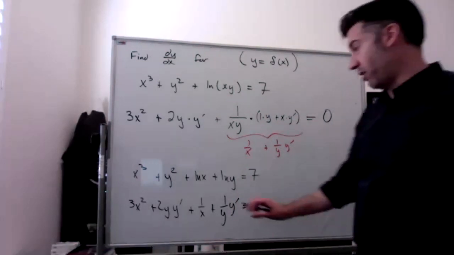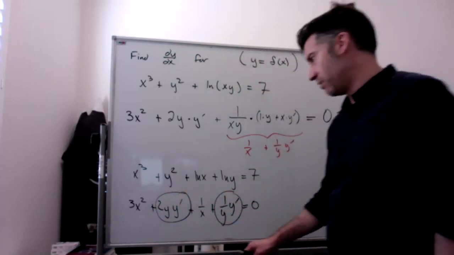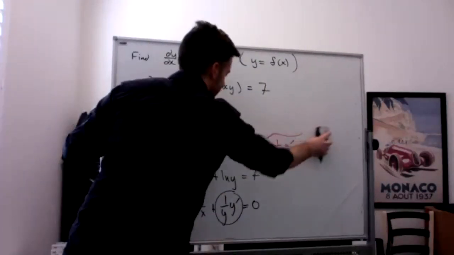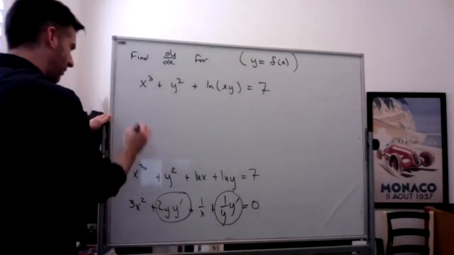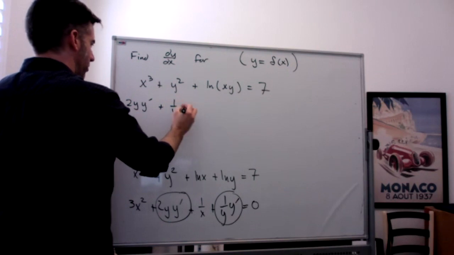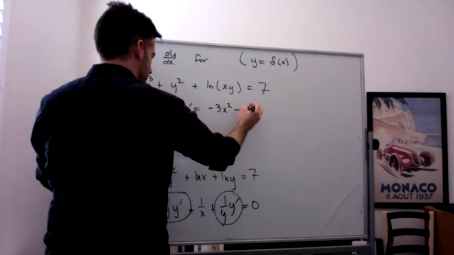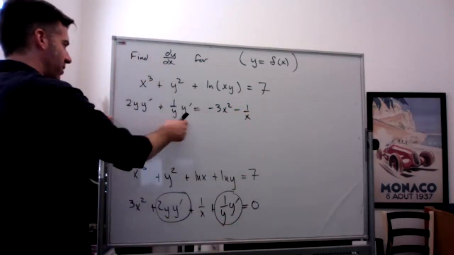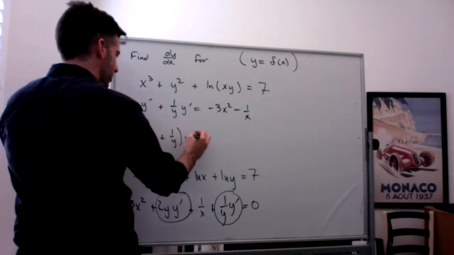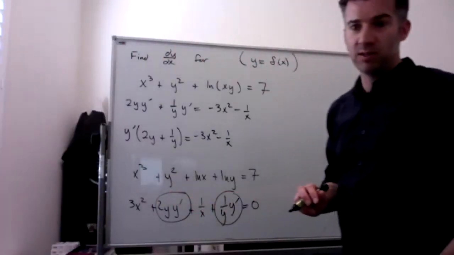Either way, we're trying to solve for y prime. So let's isolate the y primes. We're going to keep those on the left side, bring everything else to the right. I'm going to go ahead and erase this here since it's literally the same as that. So I've got 2y y prime plus 1 over y times y prime equal to negative 3x squared minus 1 over x. Factor out y prime. y prime times 2y plus 1 over y equals negative 3x squared minus 1 over x. And then divide both sides by 2y plus 1 over y.